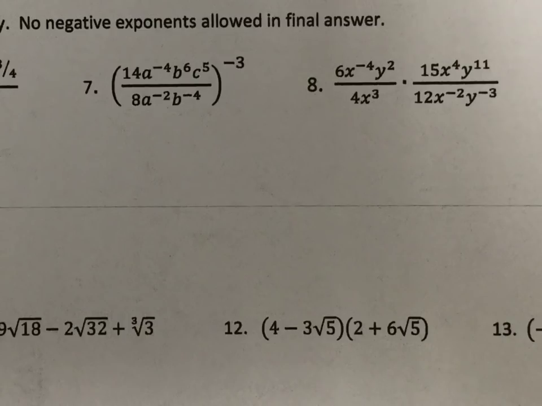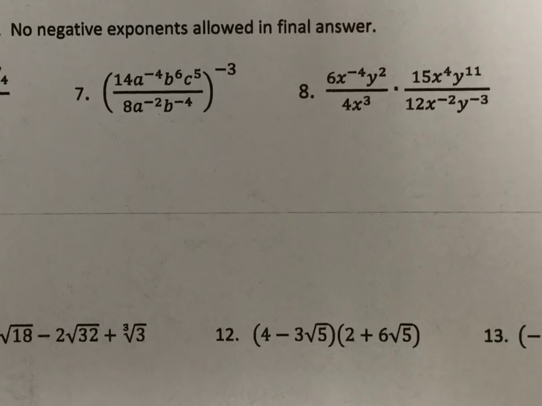At the very end, I'll make sure there's no negative answers. So I have 14 divided by 8. Those are numbers. We treat them the same. They're both divisible by 2. So I get, let's see, 7 over 4. So my numerator is going to have a 7 in it. My denominator is going to have a 4.